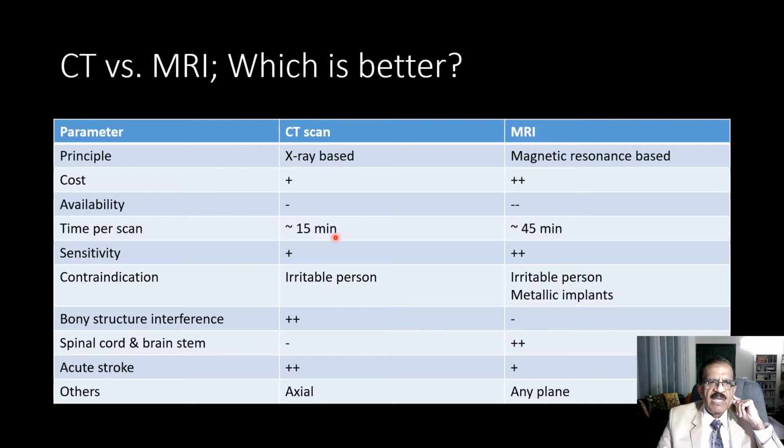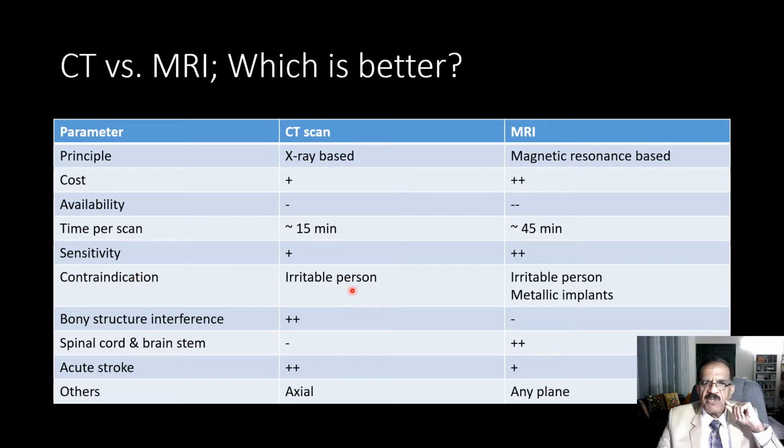Time per person: CT scan has become very fast, especially these multi-slice spiral CTs. The average time for CT of any body part like chest or head would be less than 15 minutes, whereas in MRI the average time is 45 minutes. So those patients who are claustrophobic would have a more difficult time when they undergo MRI. Sensitivity: CT scan is sensitive, but MRI is much more sensitive. That means small lesions are better detected on MRI, especially in the soft tissue.